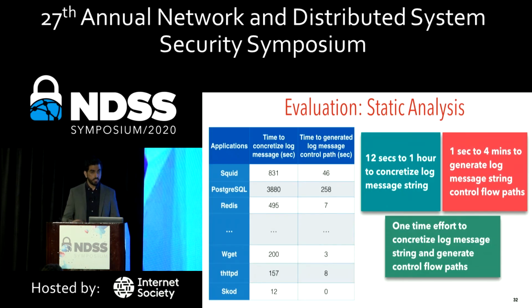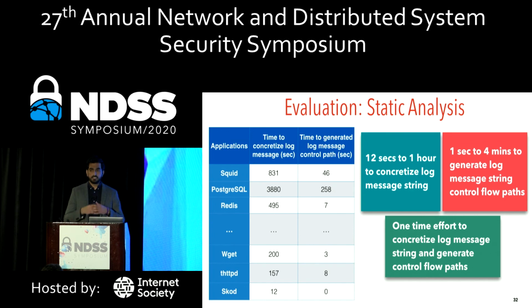We first measured the static analysis time, which had 2 parts. The first part is when we concretize the log message string, and the next part was to generate the control flow path from these log message strings. We found that it took around 12 seconds to 1 hour to first concretize the log message string in the binary, and around 1 second to 4 minutes to generate the control flow paths from those log message strings during the binary analysis.